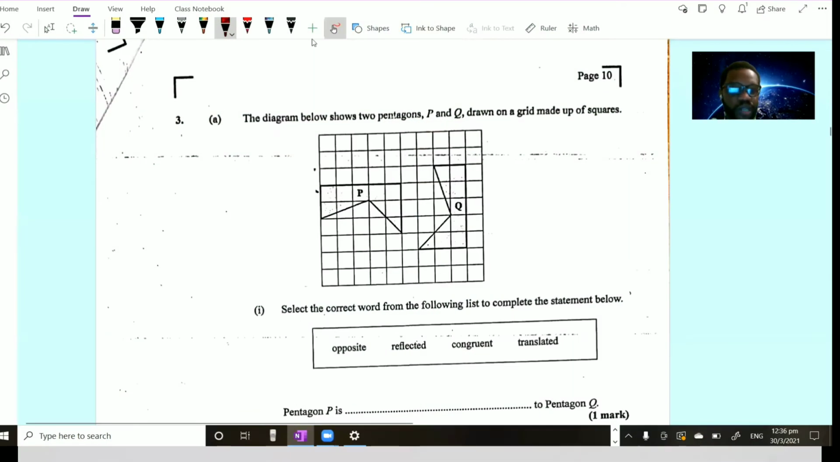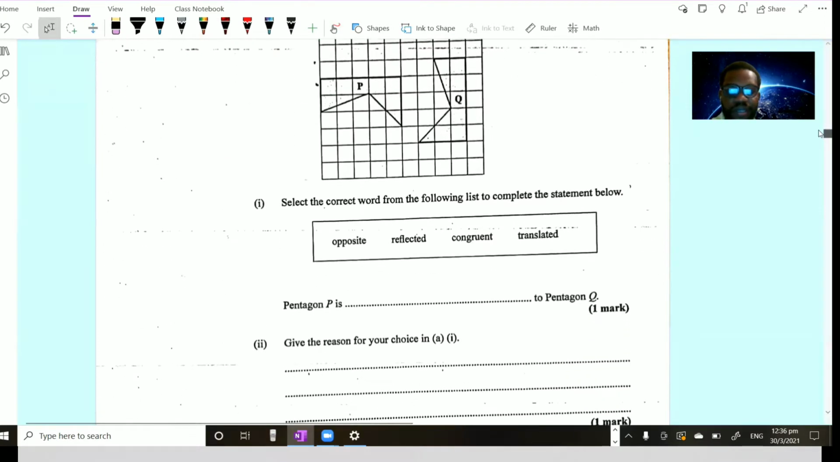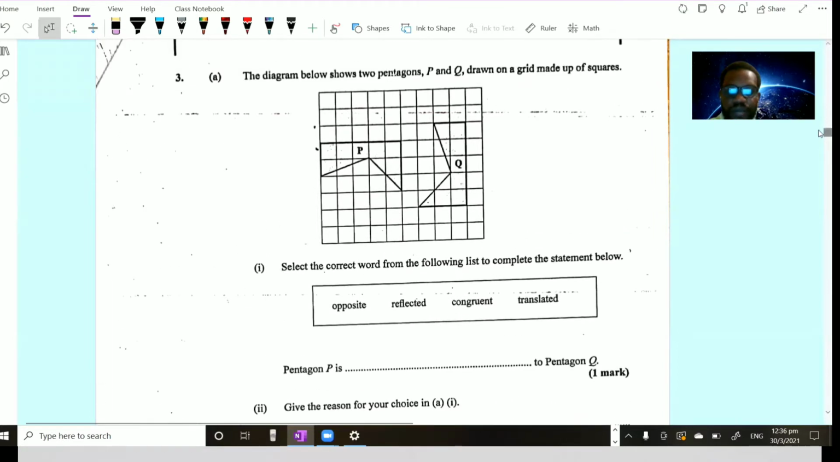All right, guys, we'll move on to question 3A. It says the diagram below shows two pentagons, P and Q, drawn on a grid made up of squares. Now, pentagon meaning that they have 5 sides. So P and Q both have 5 sides. And by looking at P and Q, there are certain things that you can start taking note of, such as P and Q would appear to be the same size. Okay, all right, that's one important thing, the same shape and same size.